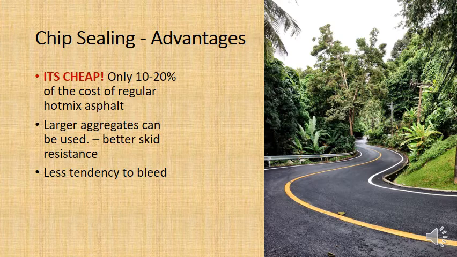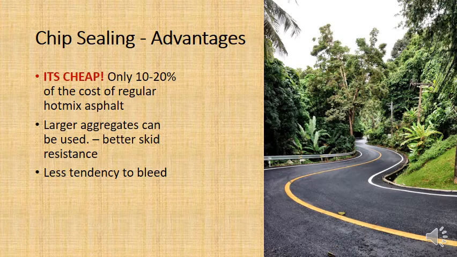The other thing is that with chip sealing, it basically works better if you use larger aggregate particles. Normally with hot mix, you wouldn't use aggregate particles bigger than maybe 10-15 millimeters in diameter. With chip sealing, usually it could be anywhere between 25 to 40 millimeters in diameter. So if you've got a larger aggregate, that means it's going to have more friction, and so there's better skid resistance. So cars are not going to skid off the road, and potentially the road is going to be safer.